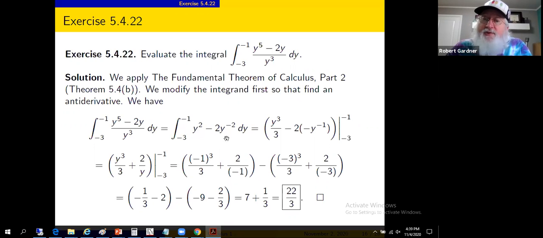And this is just powers of the variable. I can find antiderivatives by adding 1 to the exponent and dividing by what we get. Y squared has an antiderivative of y cubed over 3.